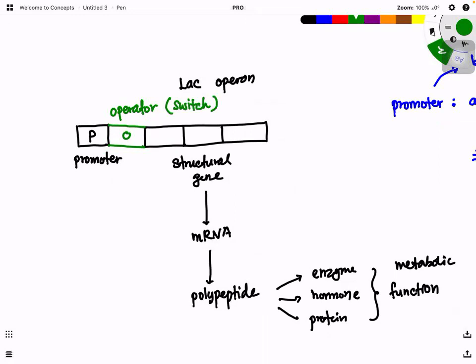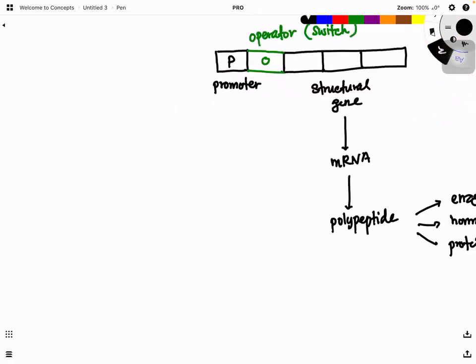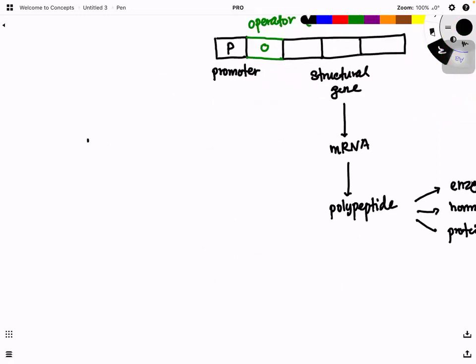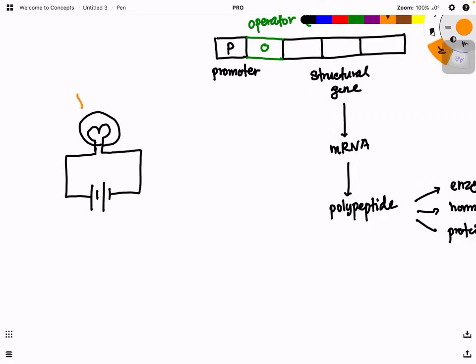So in a general analogy, if you have a lamp or light source, as long as you connect to the battery, it will be turned on. It will continue to turn on. So the analogy here means that this is the gene. So the gene is always switched on.